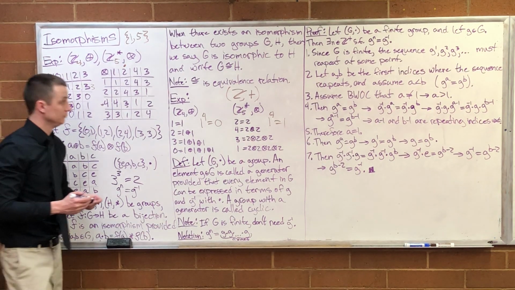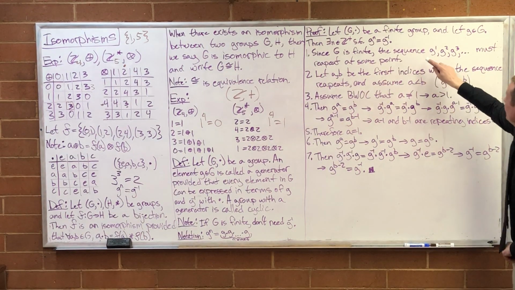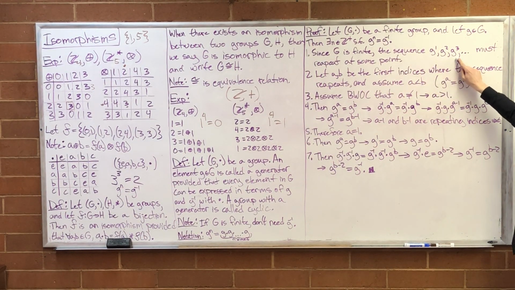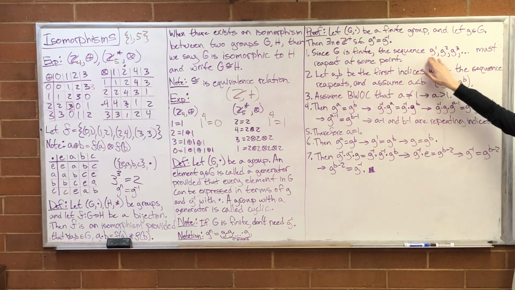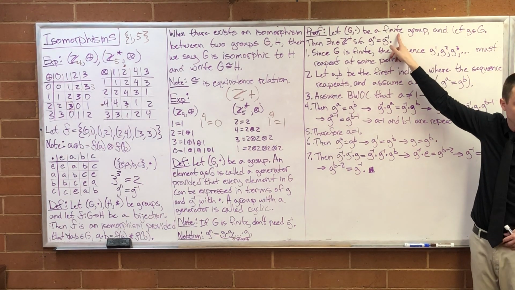All right, so let's prove it. Since G is finite, the sequence g to the 1, g to the 2, g to the 3, etc., off to infinity, has infinite terms in it. This sequence eventually repeats. It can't generate infinitely many different things, since this is a finite set.